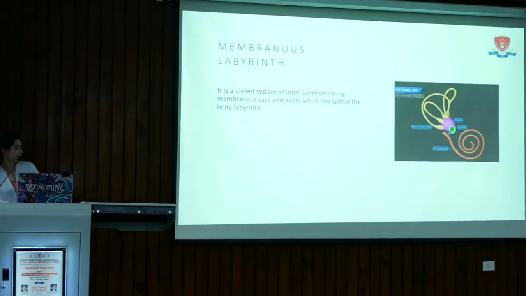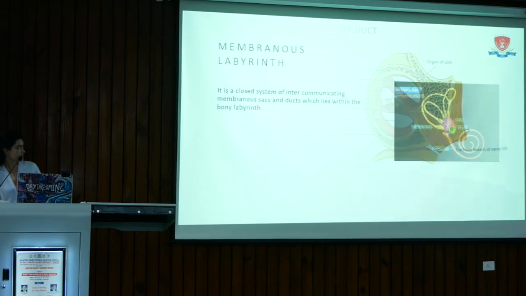Coming to the membranous labyrinth. Now, the membranous labyrinth is an intercommunicating system of membranous sacs and ducts, which lie within the bony labyrinth and is filled with a fluid called the endolymph. It consists of the following parts: the cochlear duct within the cochlea, the saccule and the utricle within the bony vestibule, and the 3 semicircular ducts within their respective semicircular canals.